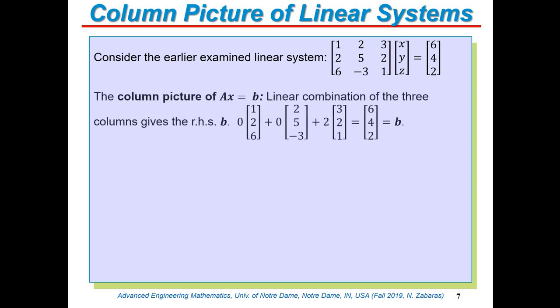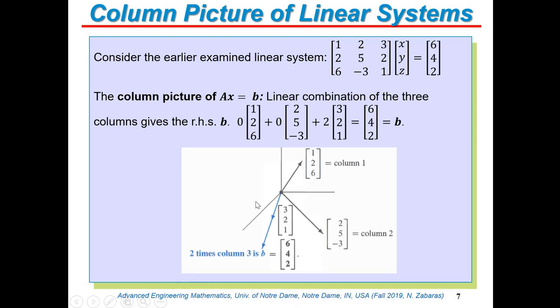So for this system of equations, the linear combination of the columns is basically 0 of column 1, 0 of column 2, and 2 of column 3 gives me the right-hand side, which is the vector b. And if you want a geometric interpretation, the 3 vectors are shown here, 1, 2, and 3. Basically, to get b, you only need 2 times vector 3 in this particular example.